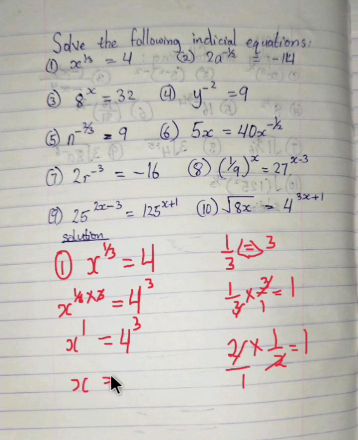x is equal to, if you multiply 4 three times, it's going to give us 64. 4 times 4 is 16, times 4 is 64. So the value of x is going to be 64. So that is the answer to number 1.